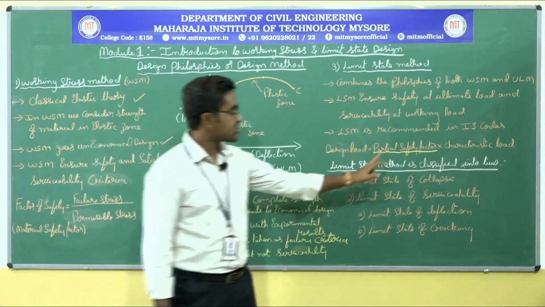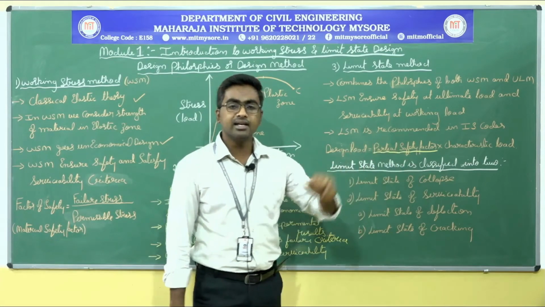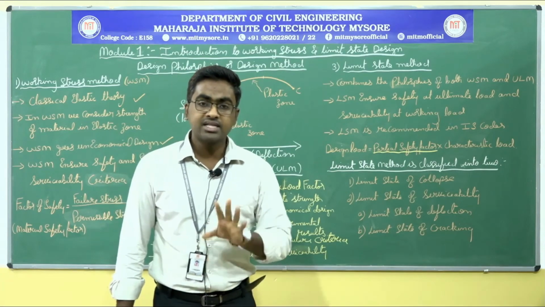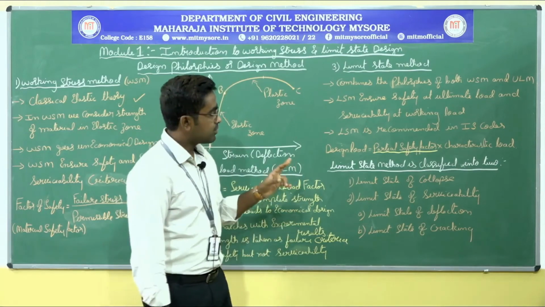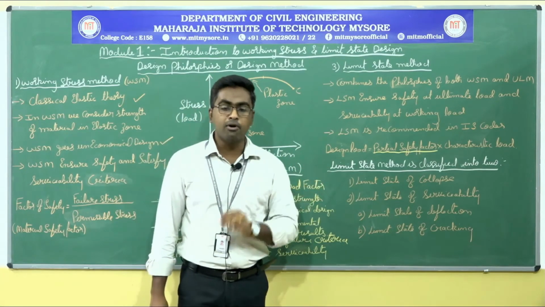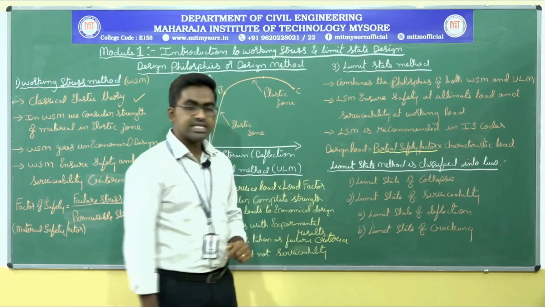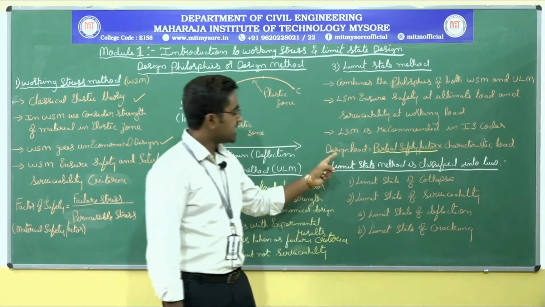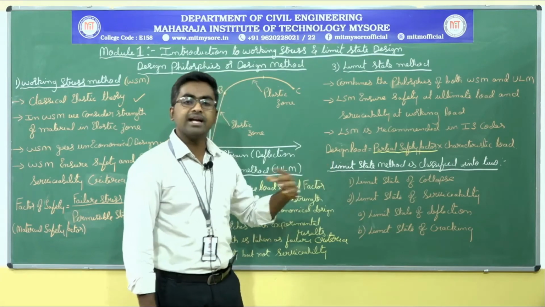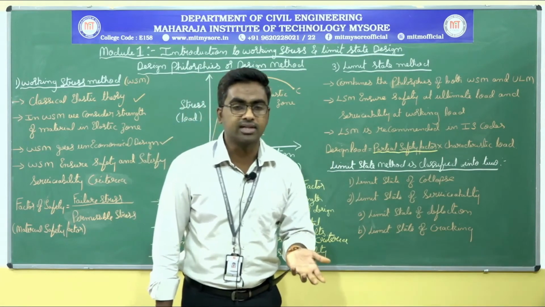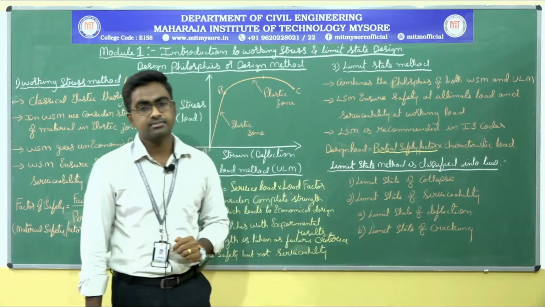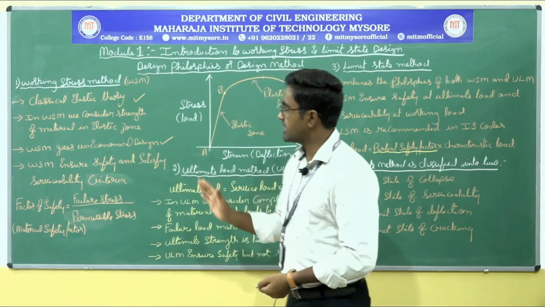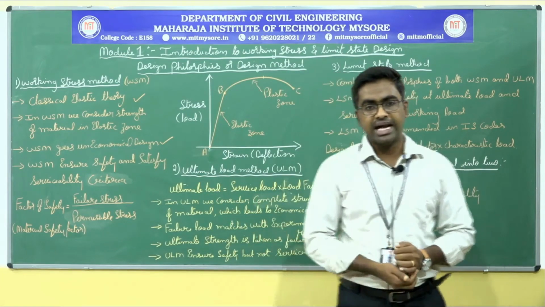That is the reason why it is called the partial safety factor, and usually it is 1.5. The Indian Standard Code suggests the partial safety factor is 1.5. By multiplying the characteristic load with the partial safety factor, finally we arrive at the design load, and this design load is considered for the design purpose. I hope you have understood the difference between the working stress method, ultimate load method and limit state method, right?